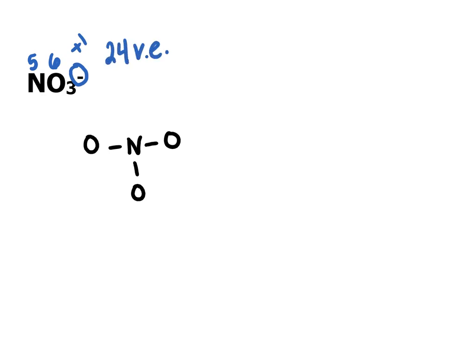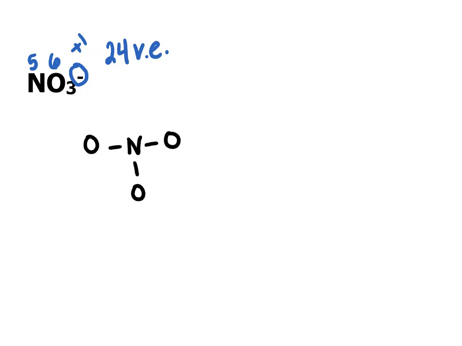Let's try another one. So nitrogen is different. We'll put it in the middle, and then we'll put the oxygens around the sides. Let's count our valence electrons. Nitrogen has 5. Oxygen has 6. So that's 18, that's 23, but then don't forget that this negative charge means that you have an extra one. So that will give us 24 valence electrons.